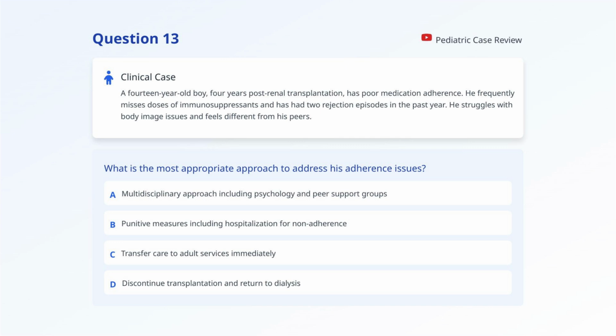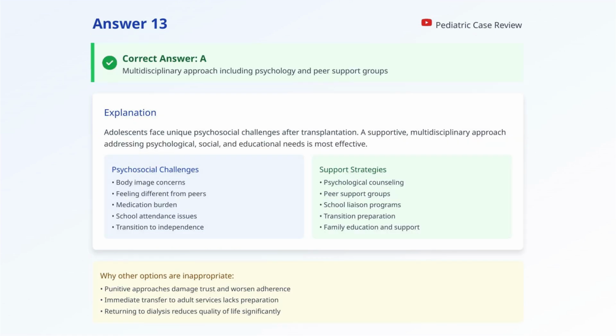Option A. Multidisciplinary approach including psychology and peer support groups. Option B. Punitive measures including hospitalization for non-adherence. Option C. Transfer care to adult services immediately. Option D. Discontinue transplantation and return to dialysis. The correct answer is A. Multidisciplinary approach including psychology and peer support groups.